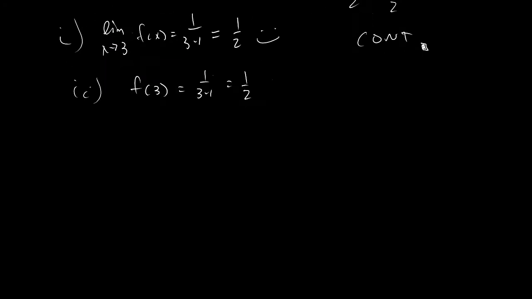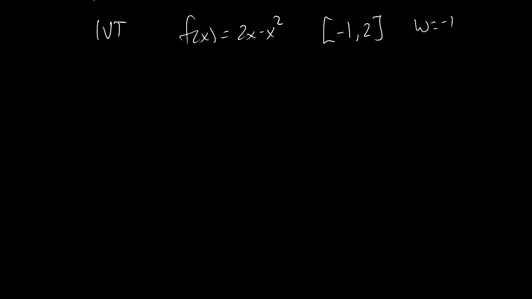So did that. So now moving on to some craziness. Intermediate value theorem. So happy about this. So IVT. Our function is equal to 2x minus x squared on the interval from -1 to 2, and I have w equal to -1. Well, remember that w is really just f of c. So f of c is equal to -1.